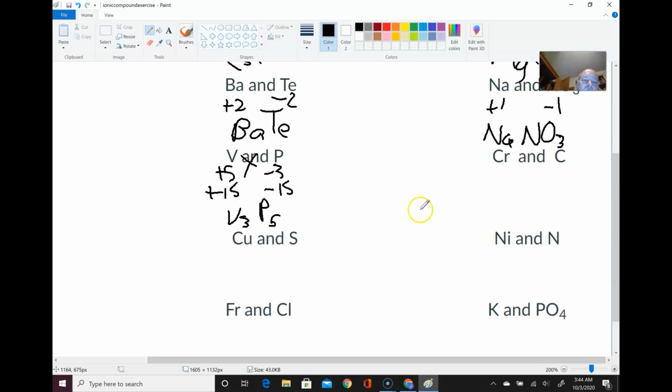Chromium. If I look at chromium on the transition table, it says its most common charge is +3. And because carbon's in column 4, we know that it's going to have a -4 charge. Now, I'm just going to switch the numbers here. I'm not going to do the other one. And so I'm going to end up with Cr4C3. Okay.